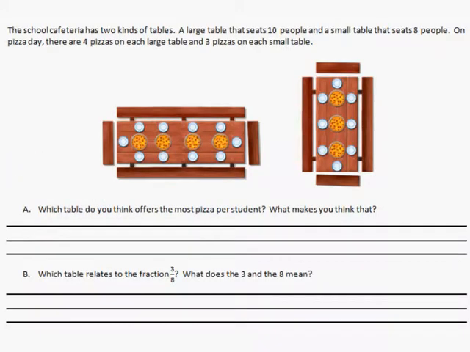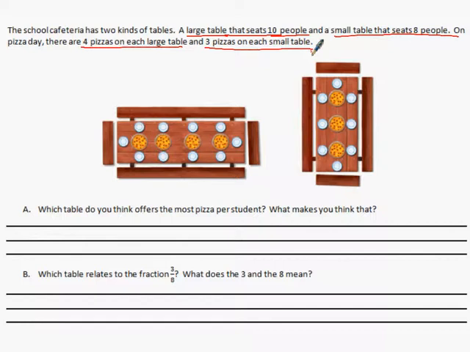The school cafeteria has two kinds of table. A large table seats 10 people. A small table seats 8 people. I'm going to connect those. On pizza day, there are 4 pizzas on each large table and 3 pizzas on each small table. So there's a picture that goes with that. Which table do you think offers the most pizza per student? What makes you think that? So let's take a look.